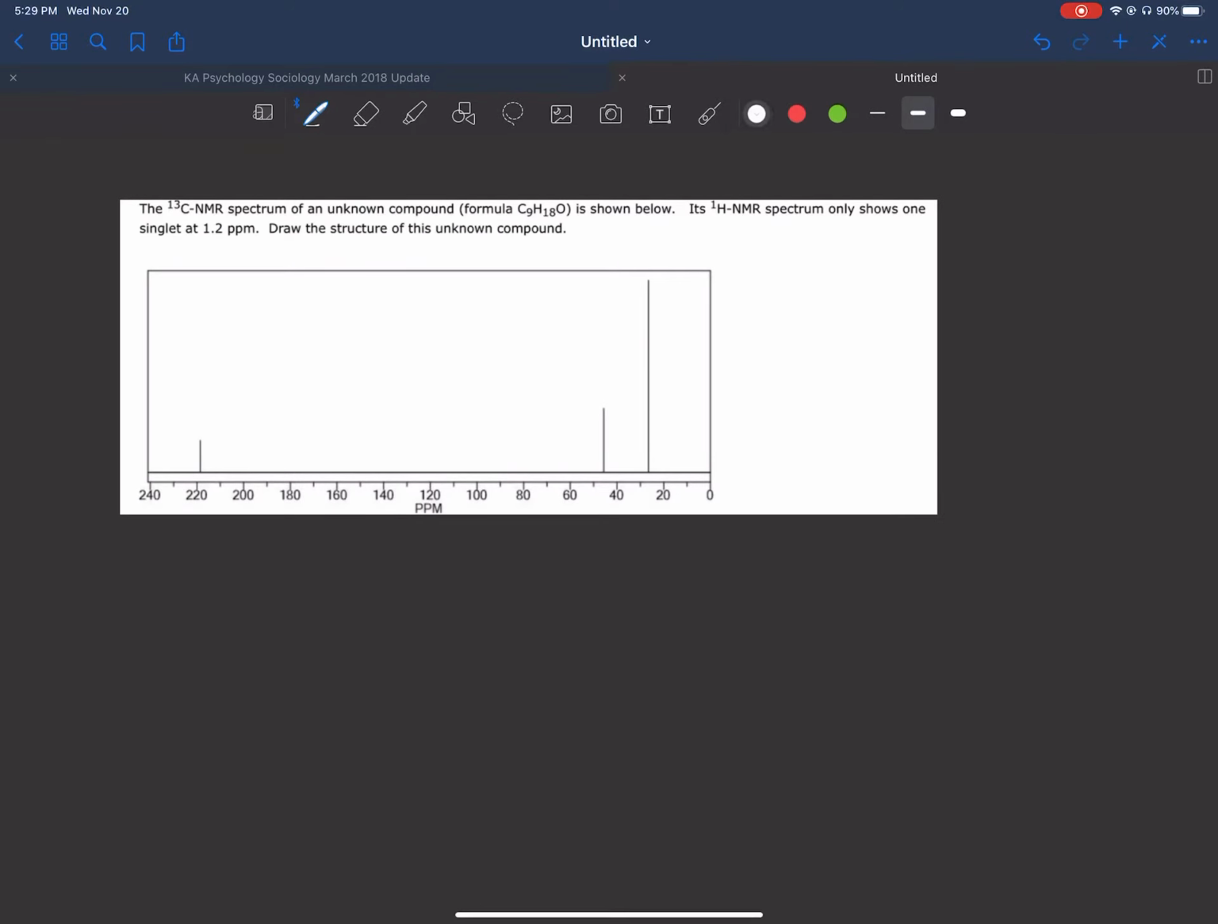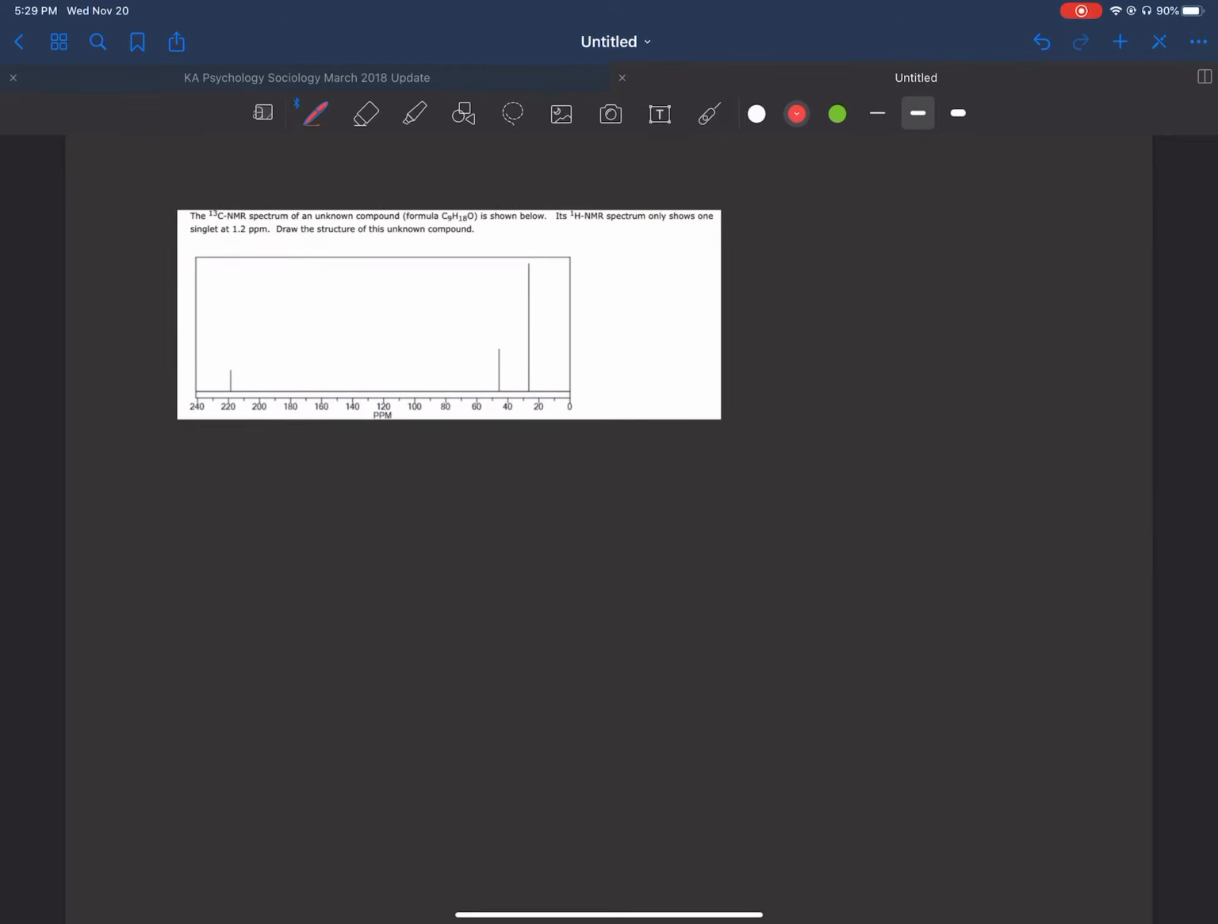Now here's another one. Now what they're asking is they gave us a formula and they gave us the C-NMR, and what they're asking us to do is draw the structure, right? Draw the unknown compound. First thing we have to do for any C-NMR, H-NMR question, IHD. Yep, it's coming back in exam 1. So if you don't remember what the IHD formula is, it's going to be 2C plus 2 plus N minus H minus X over 2. Right? You just plug in what you have.